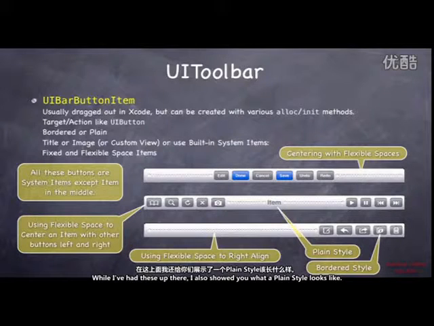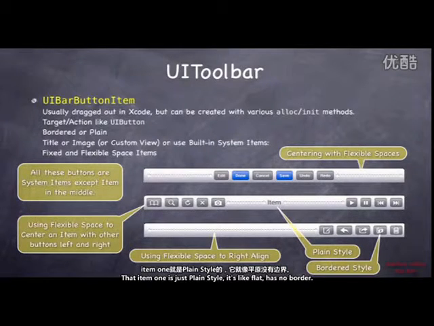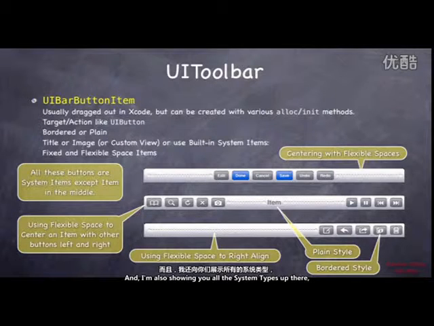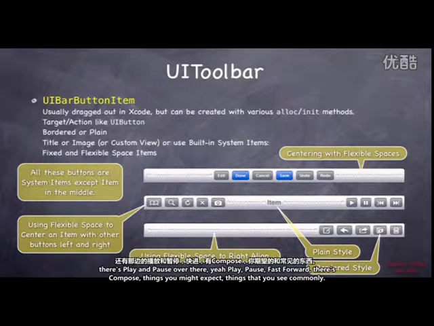While I've had these up here, I also showed you what a plain style looks like. That item one is just plain style. It's flat, has no border. And then bordered style, most of the rest of them up there are bordered style. And I'm also showing you all the system types up there, right? So edit, done, cancel. There's bookmarks. There's the play and pause over there, or play, pause, fast forward. There's compose, things you might expect, things that you see commonly.